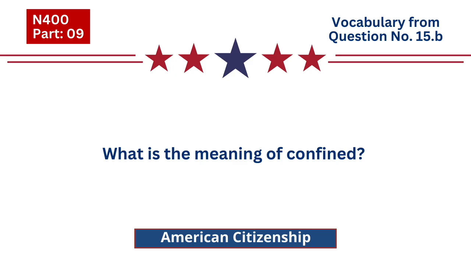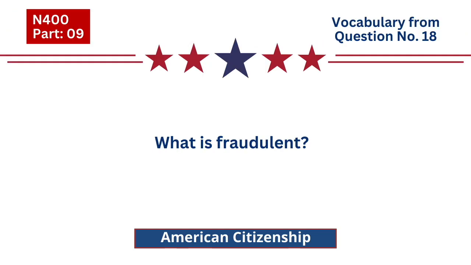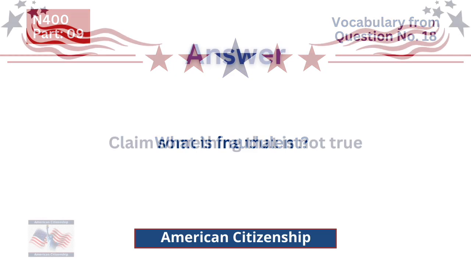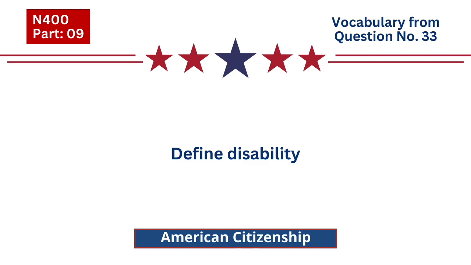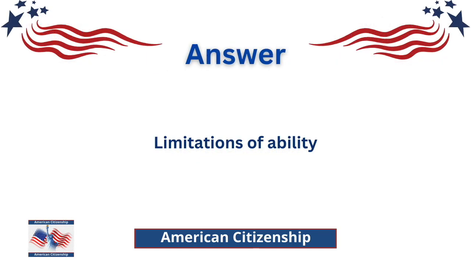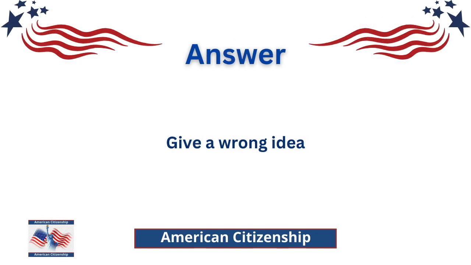What is the meaning of confined? Jailed by the police. What is fraudulent? Claim something that is not true. Define disability. Limitations of ability. What is misleading? Give a wrong idea.